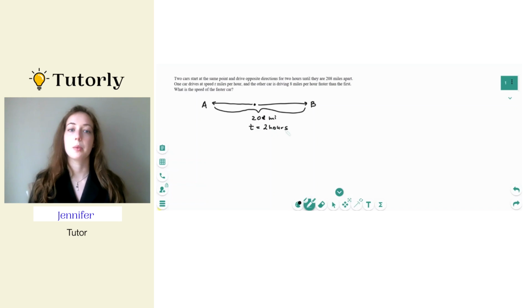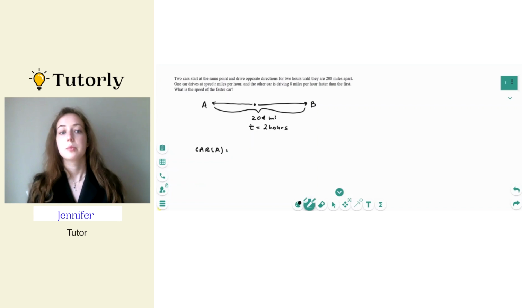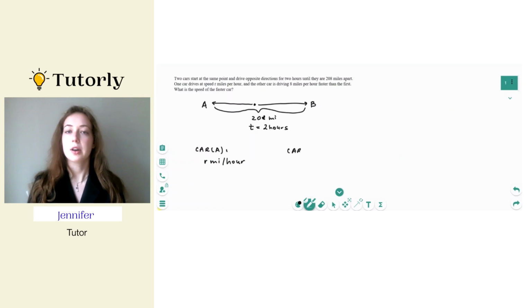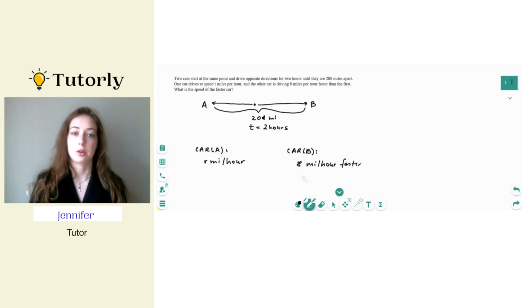Now, let's split up what we know about car A and car B. For car A, how fast is car A driving? Well, R miles per hour. Now, what can we say about car B? Not as much and not as explicitly, but what we can say is that car B is driving 8 miles per hour faster than the other car, right?